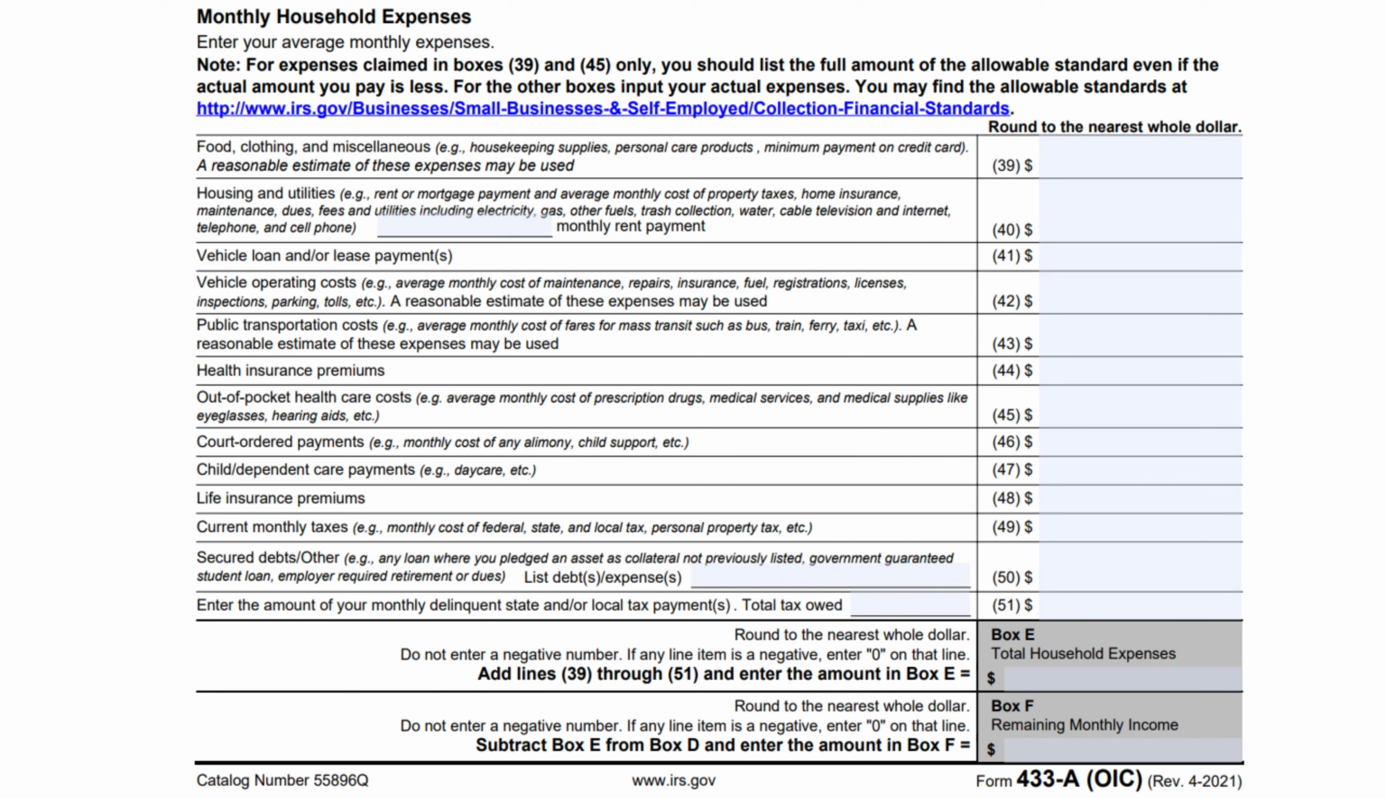So if we look at the 433A OIC here, section 7, under monthly household expenses, where we were before, lines 40, 41, 42, and 43, those are your local expenses. So let's go through these, starting with line 40, housing and utilities. And you can see on the form itself what is included in housing and utilities. So this is supposed to cover your rent or mortgage payments. That includes interest, average monthly cost of property taxes, home insurance, maintenance dues, fees and utilities, including electricity, gas, other fuels, trash collection, water, cable, television, internet, telephone, and cell phone.